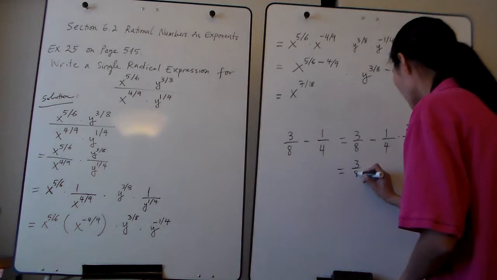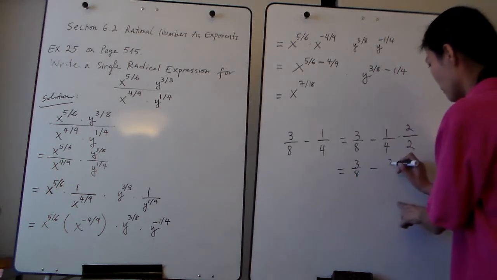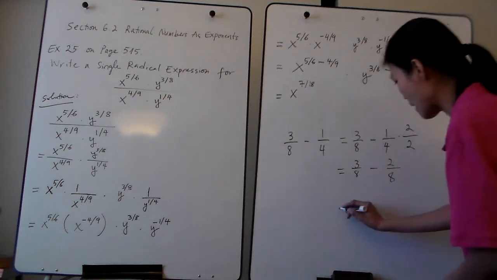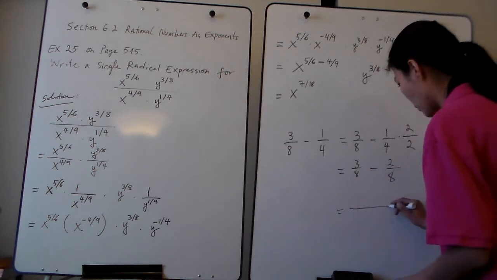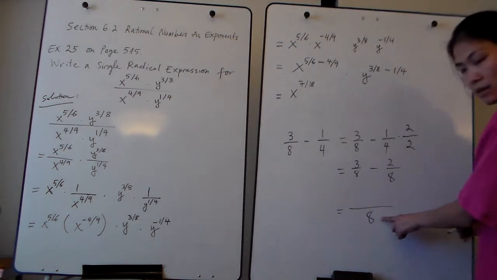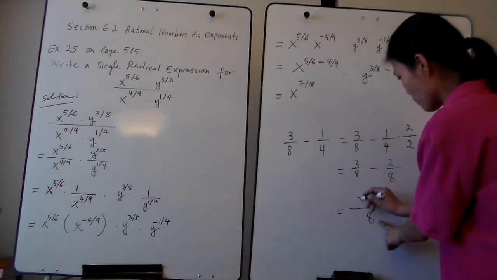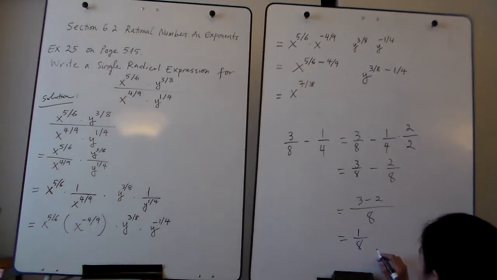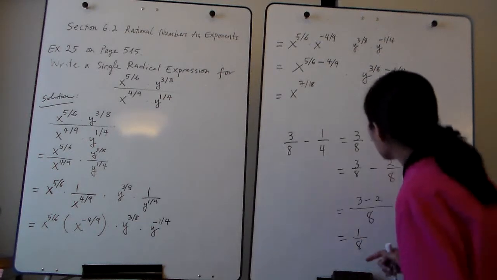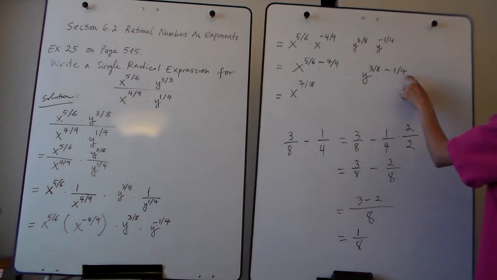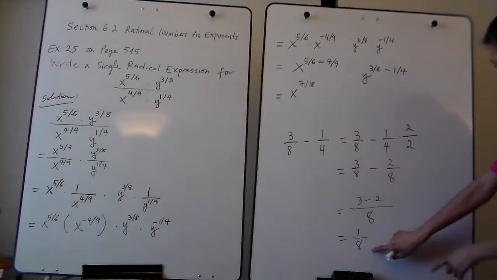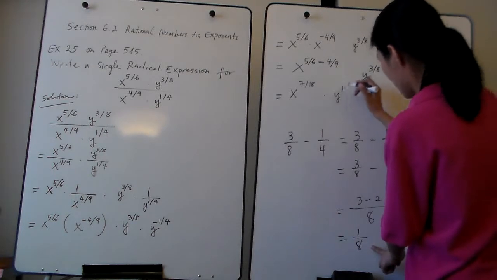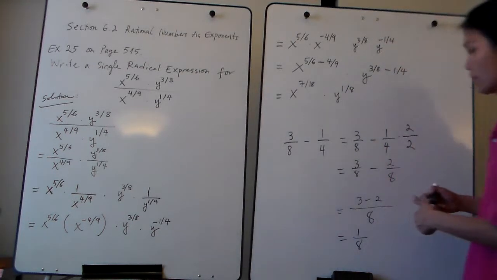Then simplify. 3 over 8, subtract 1 times 2 is 2, 4 times 2 is 8. These two fractions have the same denominator 8. I can simplify to one fraction with 8 as the denominator. 3 minus 2. Simplify, I get 1 over 8. Okay. Now I'll replace 3 over 8 subtract 1 over 4, which is this, with this. Okay. So y is raised to 1 over 8.